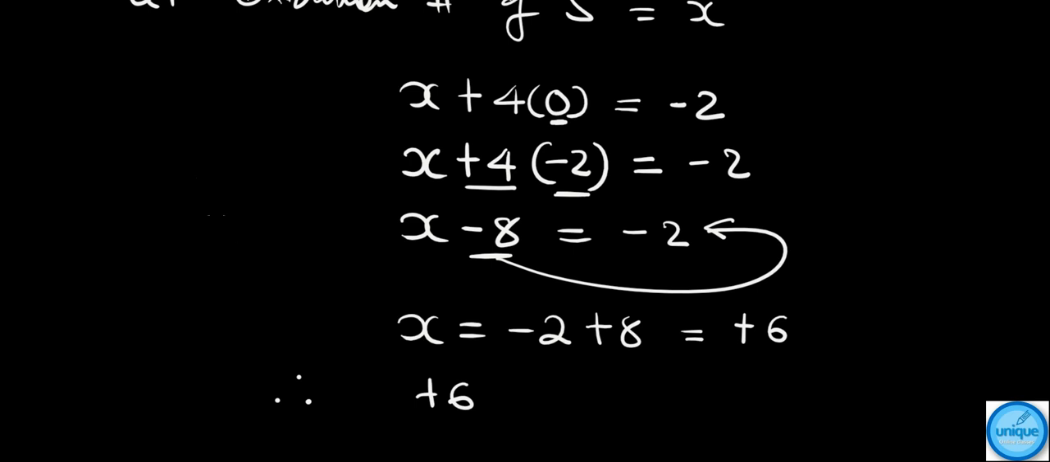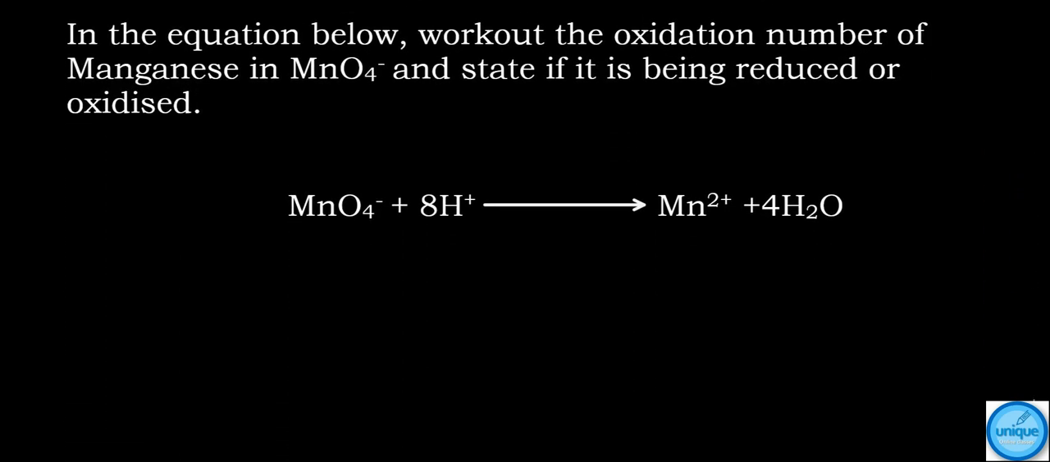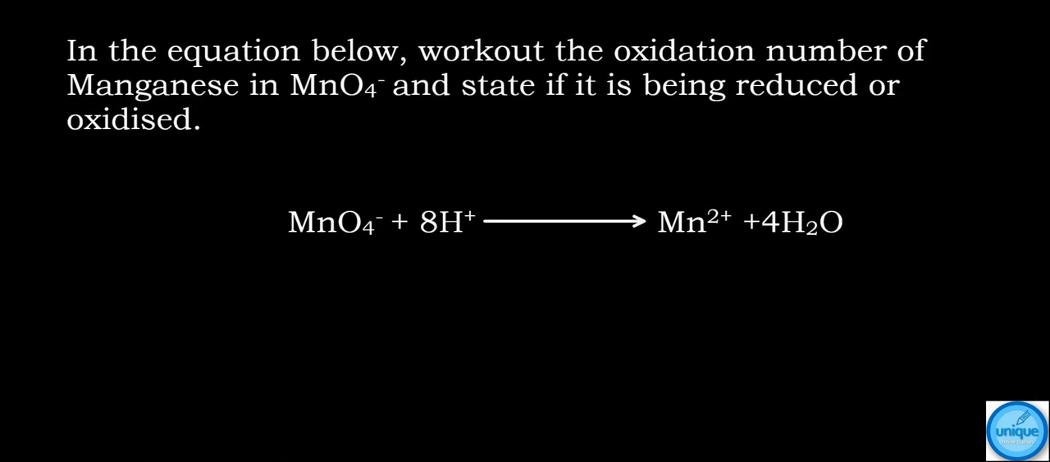This means oxidation numbers also indicate a sign in front of the number. Here my guys, this is how you can do it. Let's see how we can do this problem. Now go to the equation below, work out the oxidation number of manganese in MnO4 negative ion, and state if it is being reduced or oxidized. So this is the equation.